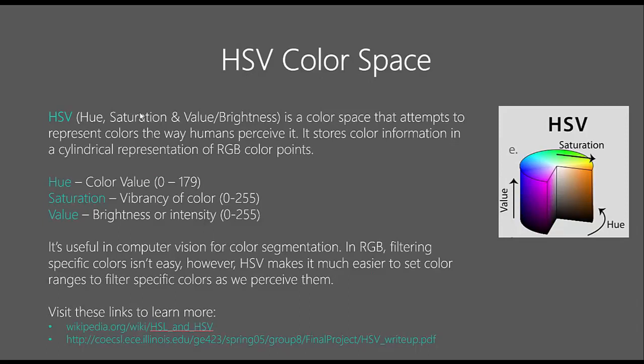HSV stands for hue, saturation, value, brightness, or intensity. This color space attempts to represent colors the way we perceive them, and it stores information in a cylindrical model which maps directly to RGB color points. In OpenCV, these are the ranges that the HSV scale goes up to. The first value is from 0 to 179, the second goes from 0 to 255, and value goes from 0 to 255. You may have remembered that in RGB they all go up to 255, sorry.